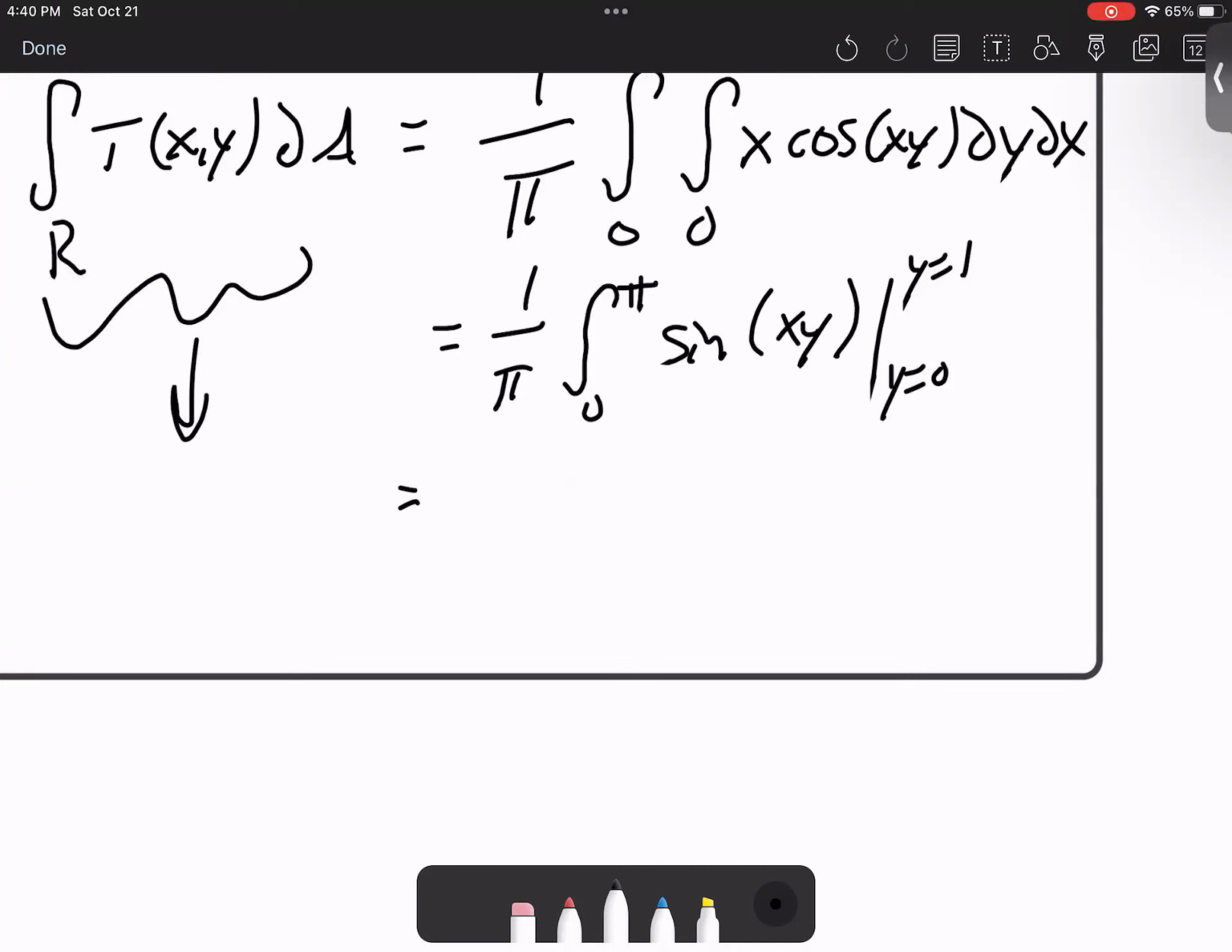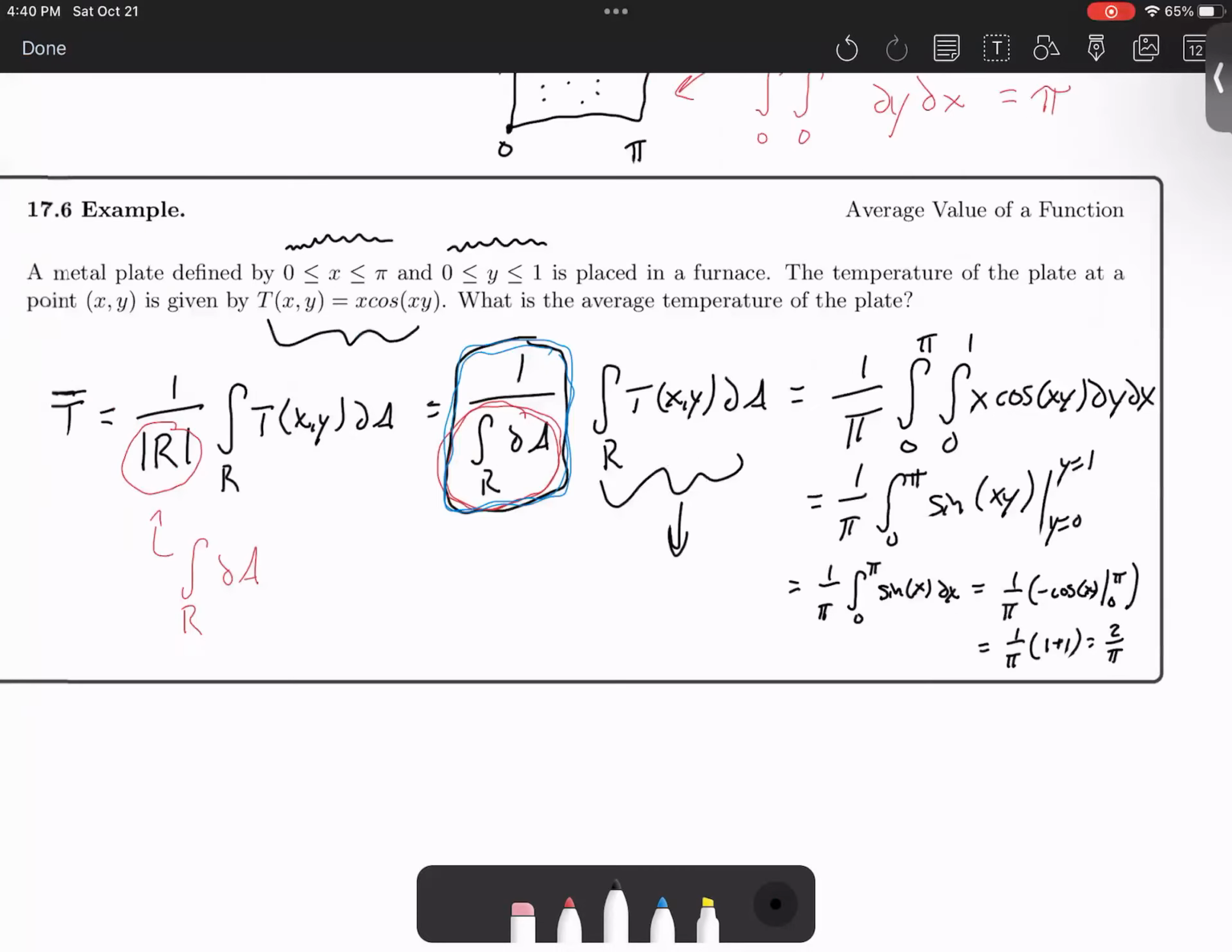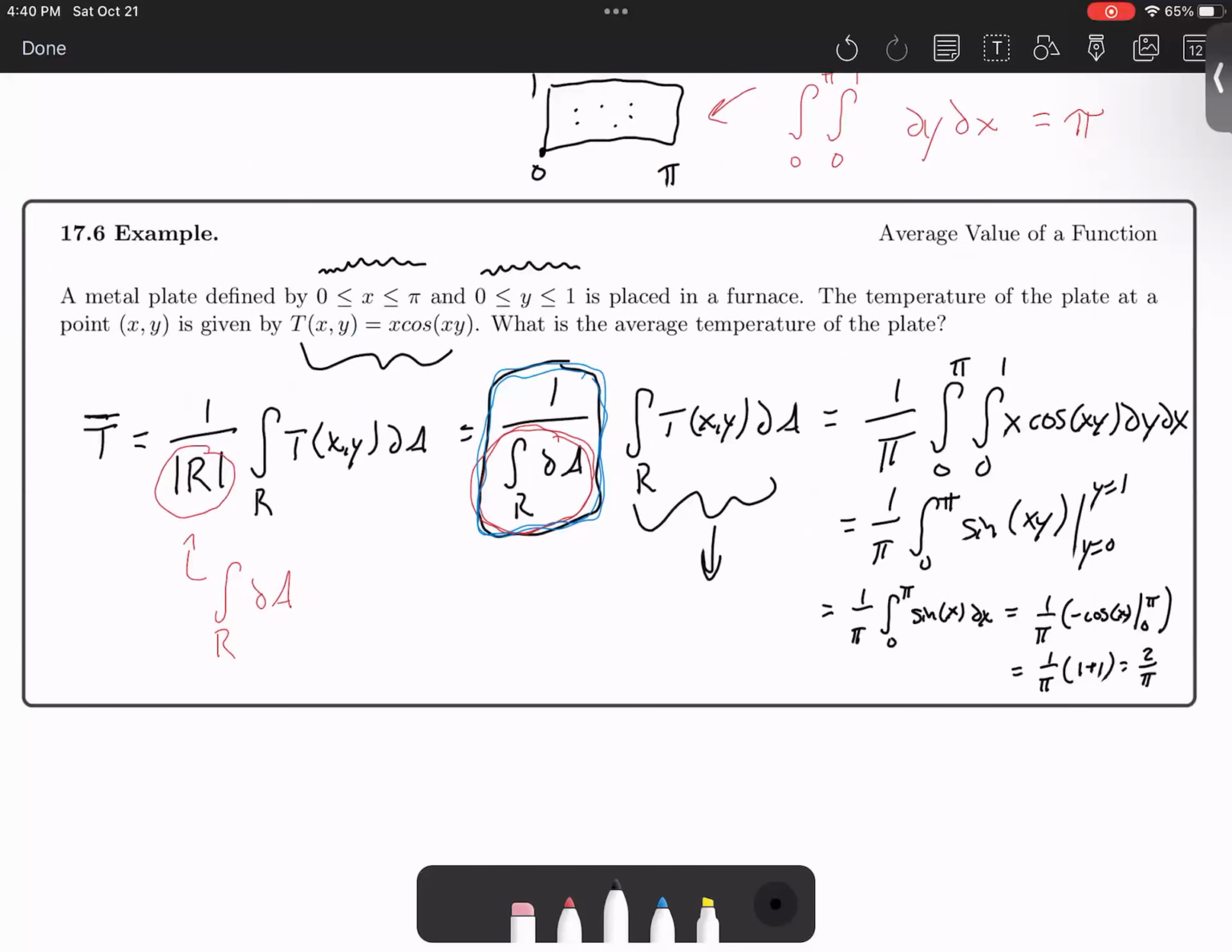All right, we then end up with 1 over pi times the integral from 0 to pi of sine of x minus 0 with respect to x, which gives us 1 over pi times a minus cosine evaluated at 0 and pi. So running through the algebra, we get 1 over pi times 1 plus 1, or 2 over pi. So the average temperature of the plate is 2 over pi.